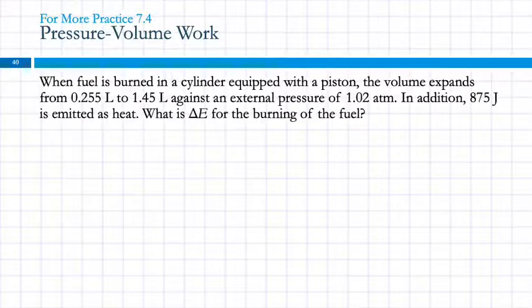Minus 122 joules. Okay, here's another one. When fuel is burned in a cylinder equipped with a piston, the volume expands from 0.255 liters to 1.45 liters against an external pressure of 1.02 atmospheres. In addition, 875 joules is emitted as heat. What is delta E for the burning of the fuel?